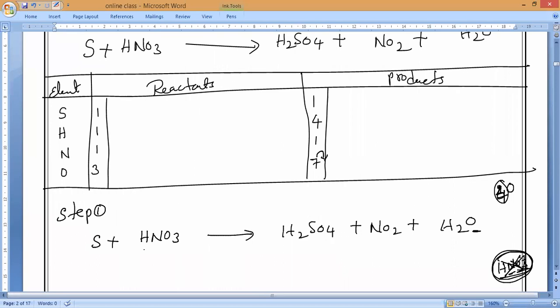So we know that, observe. On this side there is no change. Sulfur 1 and hydrogen also 1. Nitrogen how many? 1. Oxygen 3.